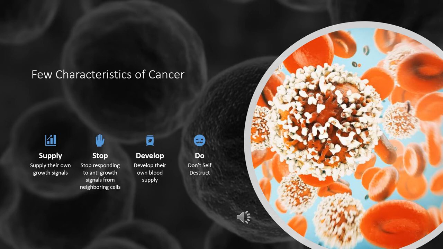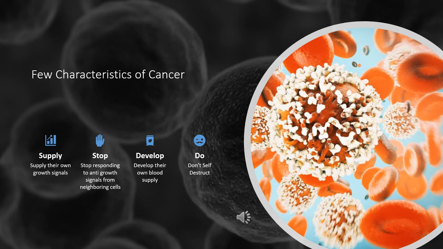Now comes stop responding to anti-growth signals from neighboring cells. What does that mean? Cancer cells don't obey the molecular messages in this cell conversation. They don't agree to that. Normally these signals stop cell growth to maintain a balanced growth cycle. So the normal balanced growth cycle of the cell is disturbed by these abnormal cells because they stop listening to the anti-growth signals.